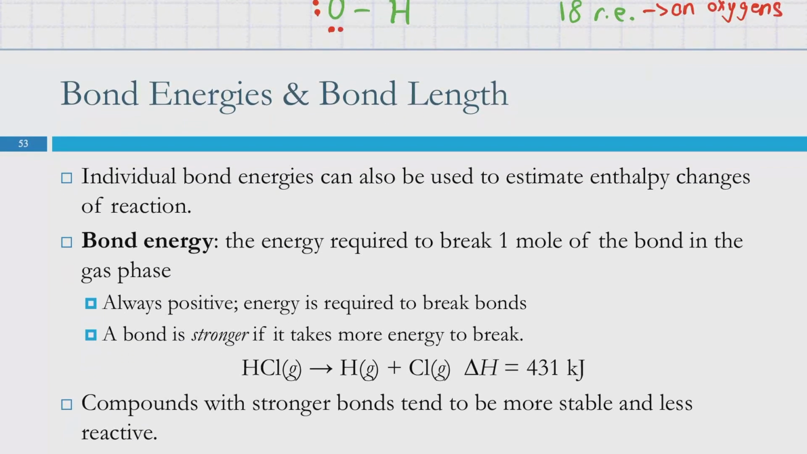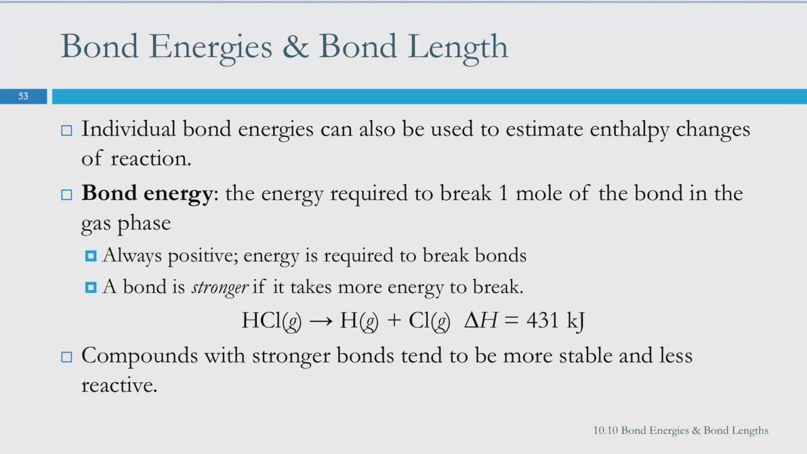Okay, let's do something with numbers now. Bond energies and bond lengths. This is kind of building off of a similar concept to Hess's law, where we were adding up the standard enthalpy of formation, the delta H with the degree sign F. It's kind of similar to what we were doing with those for bond energy. So we can also use individual bond energies, the energy associated with one bond and how much it takes to break it, to calculate or estimate an enthalpy change.